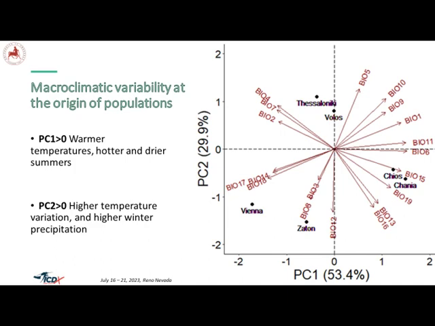In the PCA, the higher the PCA1, the warmer the temperatures and the hotter and drier the summers. In PCA2, the higher the PCA2, the higher the temperature variation, the fluctuation of temperature, and the higher the winter precipitation. These 2 principal components explain more than 80% of the variance.